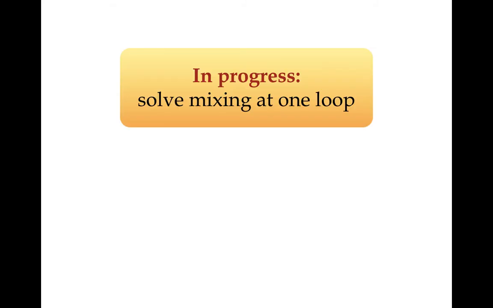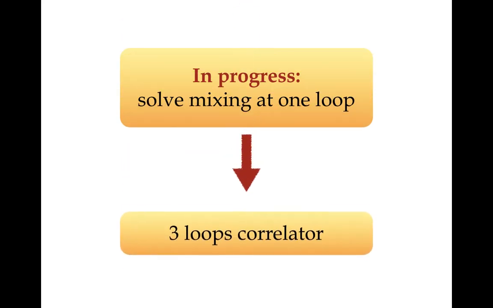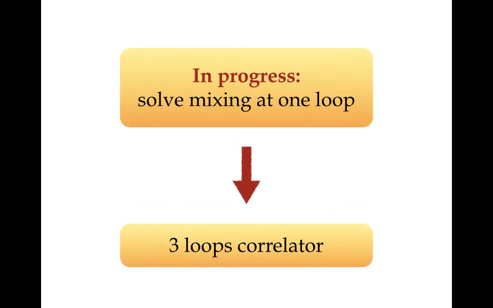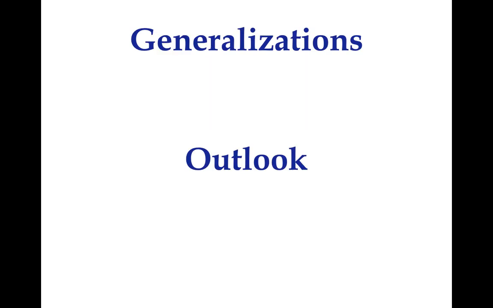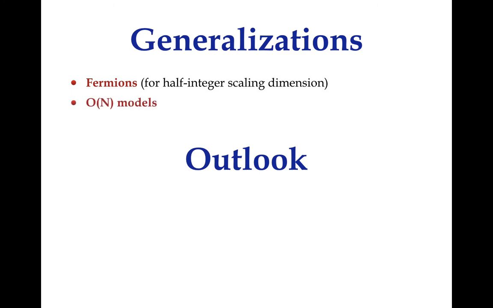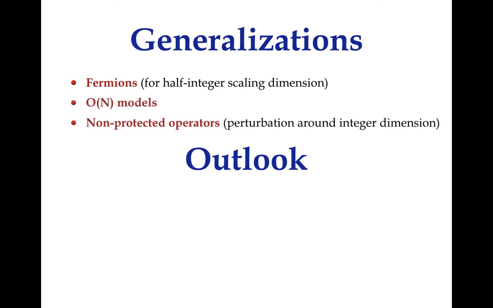This project is not quite concluded, there is some work in progress. In particular, we're trying to solve this degeneracy, this mixing problem at one loop, and in principle, this will allow us to find the 3 loops correlators exactly. To conclude, let me tell you that there are some generalizations of this method that we already studied. In particular, we applied it to fermions with half-integer scaling dimension, to models with global symmetries, and also to non-protected operators, so with operators that have a non-integer dimension seen as a perturbative expansion around integer dimension.